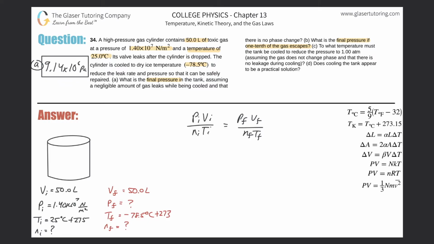Now the thing is, 1/10 of the gas escapes. So let's think about this, right? We want to find the final pressure in the tank. So what's the volume initially of the gas in the tank? What's the whole volume of the tank, right? That's 50 liters. What's the final volume then of the gas in the tank? Well, again, the gas still fills up the entire tank. So the final volume of that gas in the tank is still 50 liters. So that means that we can simply cancel the volumes.